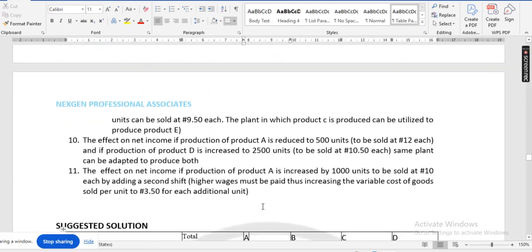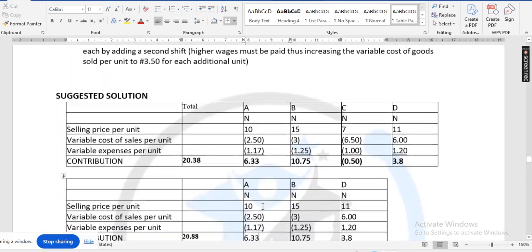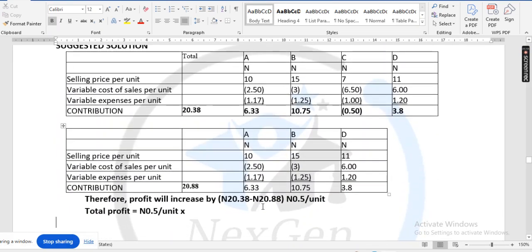So 1,800 units, right? So we now go back and say 1,800 units. So what is the value? What is the increase in the profit? What is the increase when you multiply? What do you have? 900 naira.